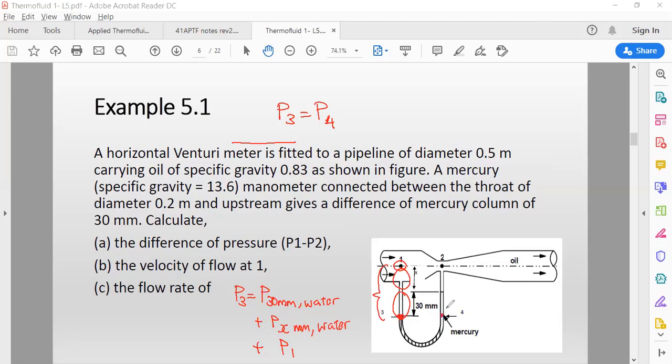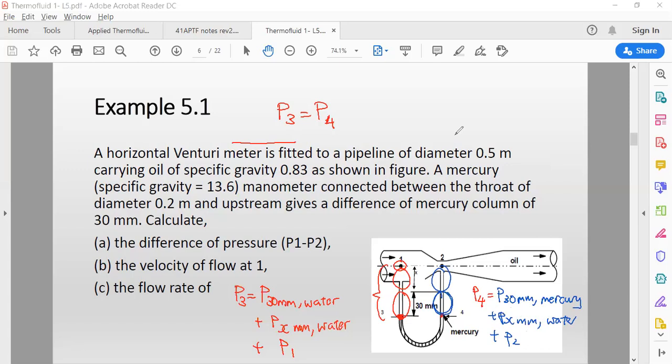Same thing for P4. So how do I write P4? P4 is everything above it. So for P4, we have 30 mm also, but here the 30 mm is the 30 mm of mercury. So the fluid is different. Inside here, this 30 mm is mercury, plus the pressure of X mm of water. This X is the same because it's water. Plus my P2. So this is how we write out P3 and P4.